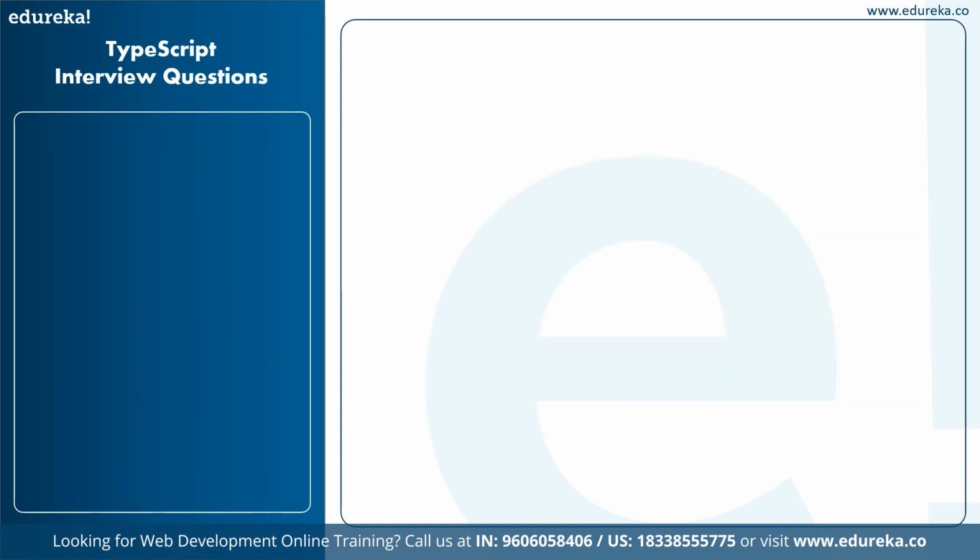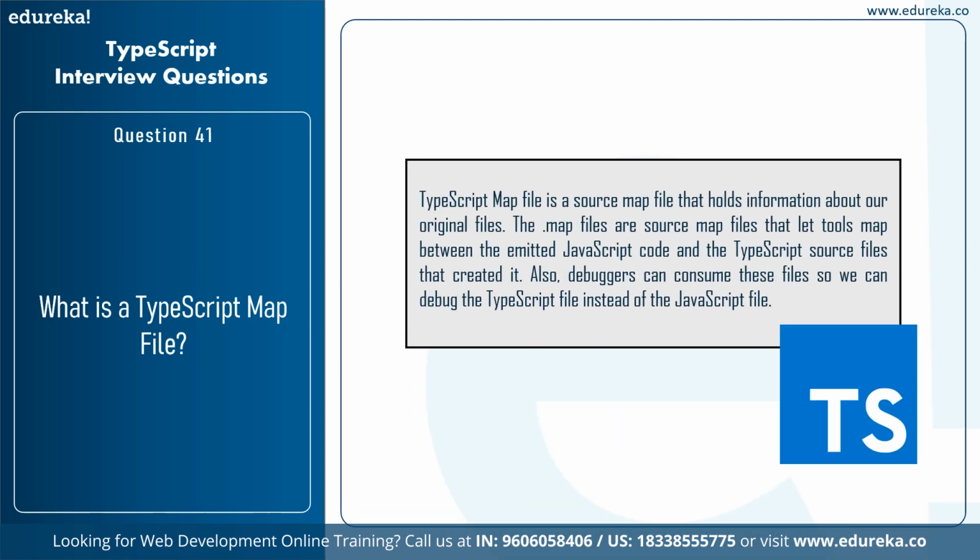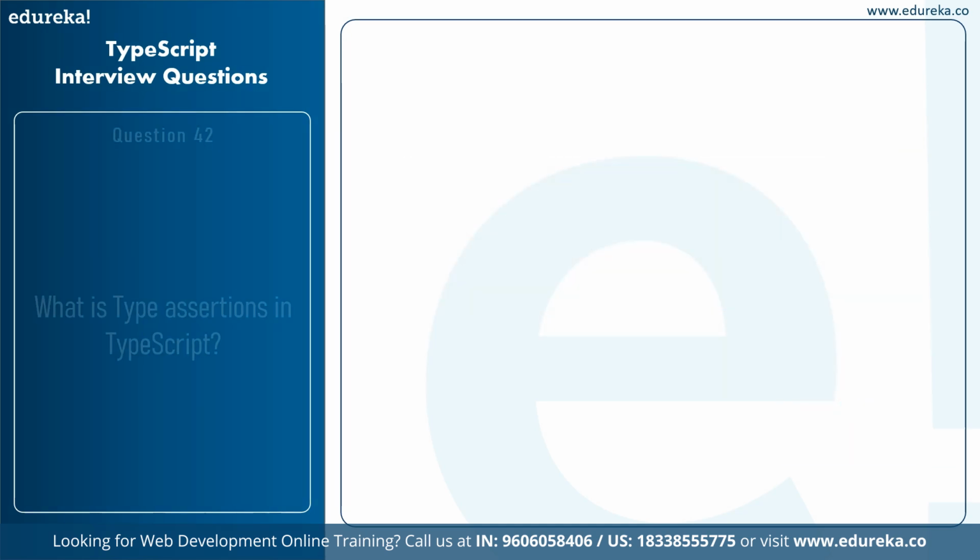Moving on to the next question, what is a TypeScript map file? Now, the TypeScript map file is a source map file that holds information about our original files. The .map files are source map files that let tools map between the emitted JavaScript code and the TypeScript source files that created it. Also, debuggers can consume these files, so we can debug the TypeScript file instead of the JavaScript file.